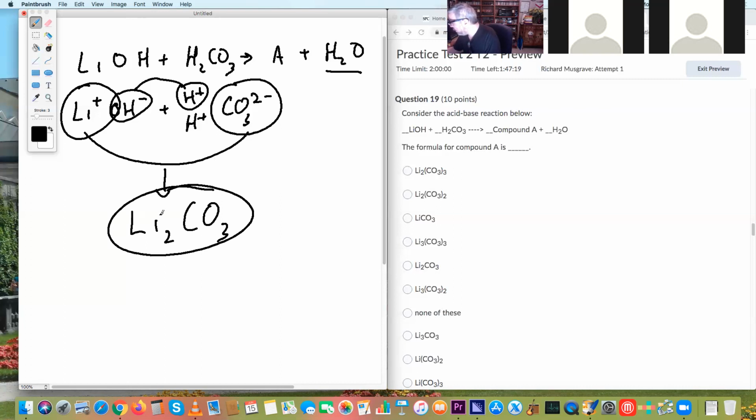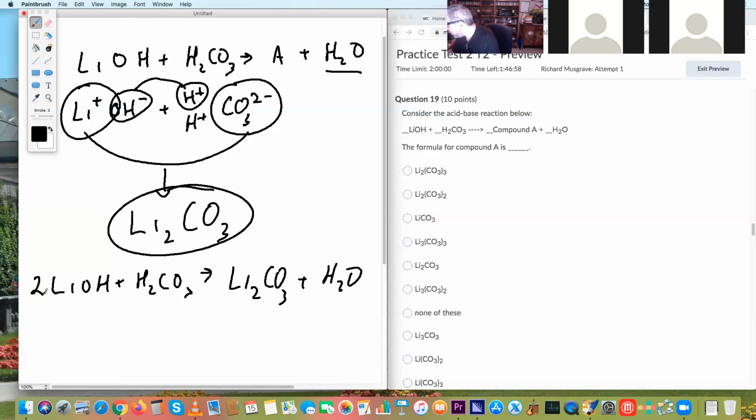And if I did want to continue with this problem, I don't have to with this specific one, then what I could do is balance it. I could look at it this way. So LiOH plus H2CO3 gives Li2CO3 plus H2O. And to balance that, I'll put a 2 in front of the LiOH, and a 2 in front of the H2O, and that would actually balance it out.